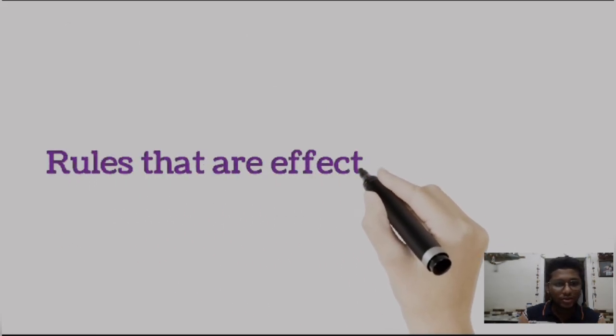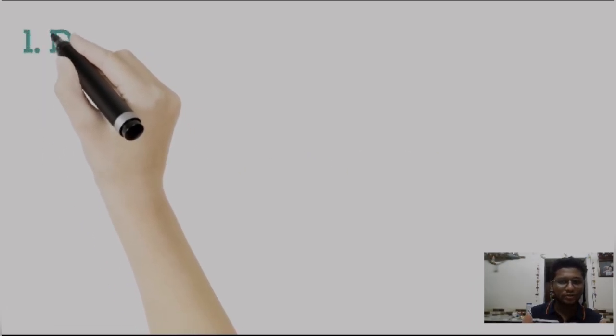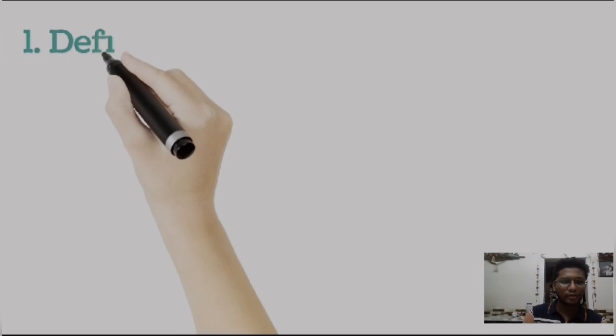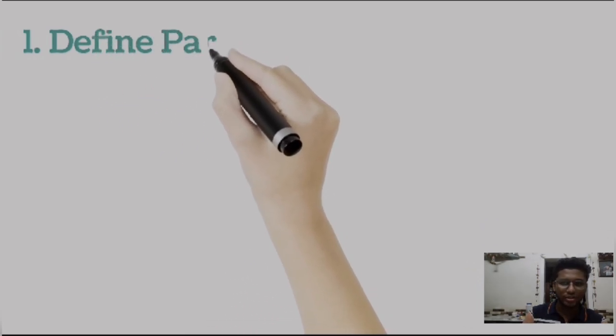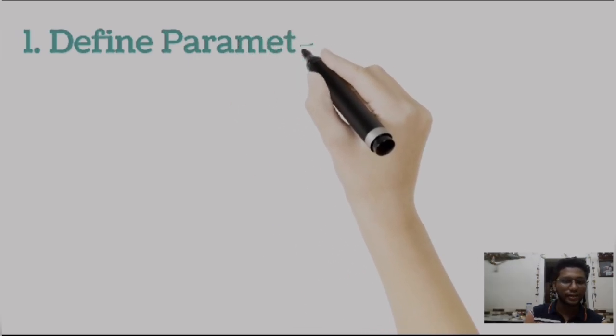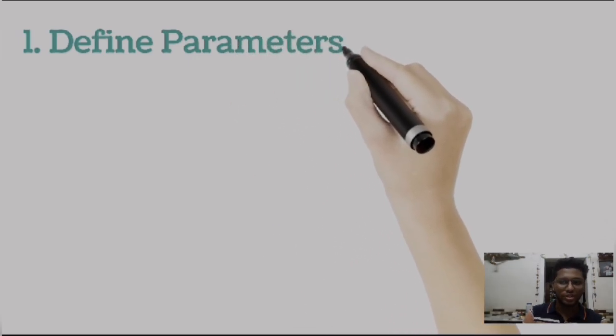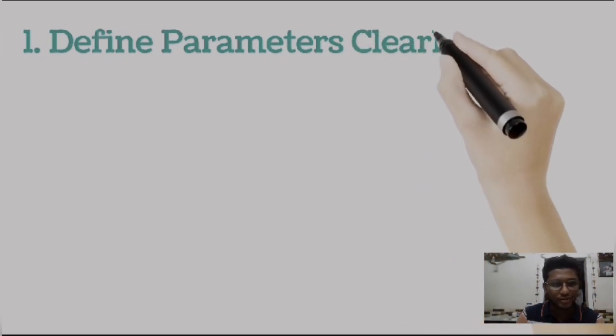So our last topic is the rules of the parameterized constructor. First is to define parameters clearly, to ensure that the parameters in a constructor are clearly defined and represent the initial data needed to initialize the object. This helps maintain clarity and prevents confusion.